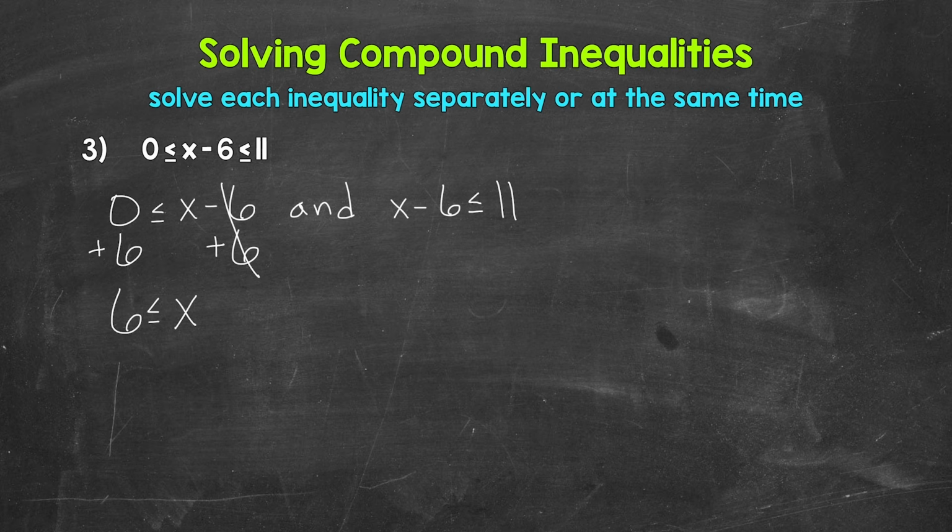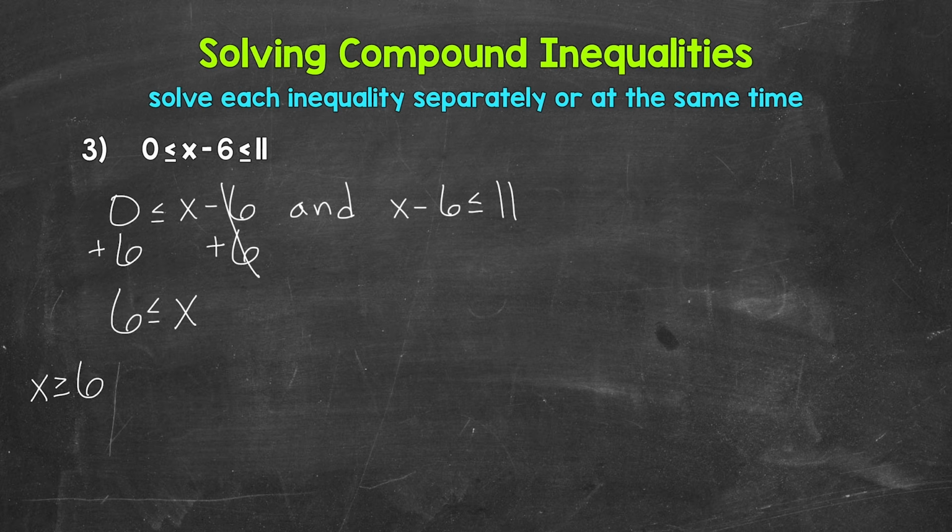So we end up with 6 is less than or equal to x if we are reading this from left to right. Or we can also say x is greater than or equal to 6. So thinking about it and reading it with the variable coming first. And we can even write it out that way if it helps. So x is greater than or equal to 6.